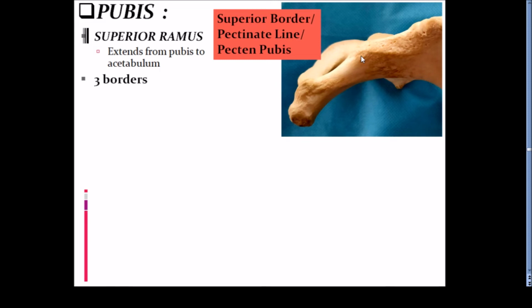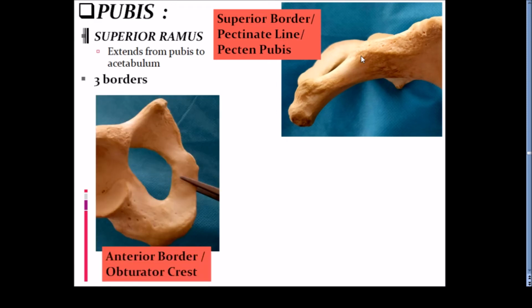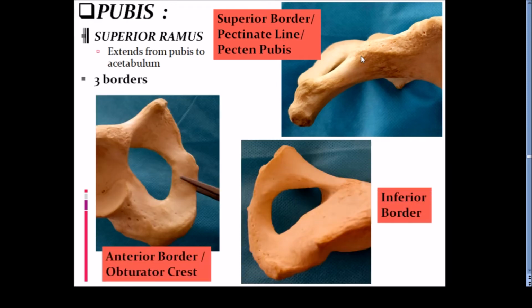So first we discuss the 3 borders. It has a superior border, an anterior border and an inferior border. So first take the superior border. The superior border is also known as the pectinate line or pecten pubis. This superior border is very sharp. So this is the superior border of the superior ramus, pectinate line or pecten pubis.